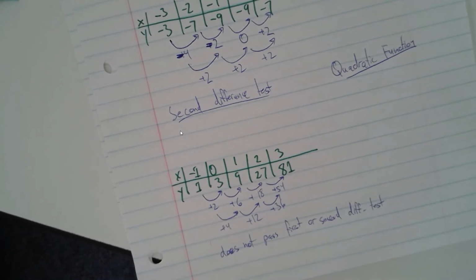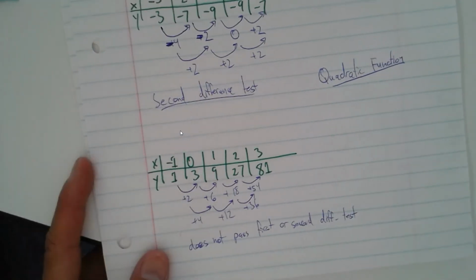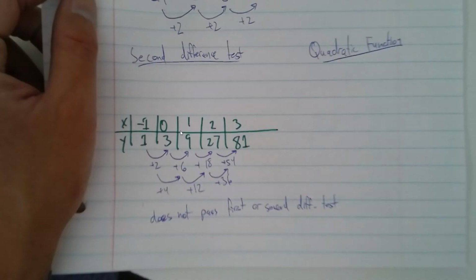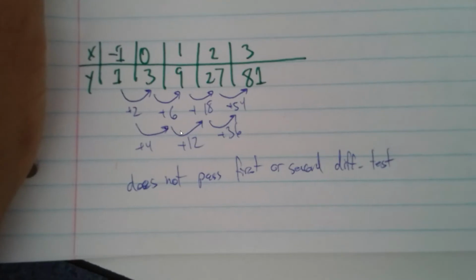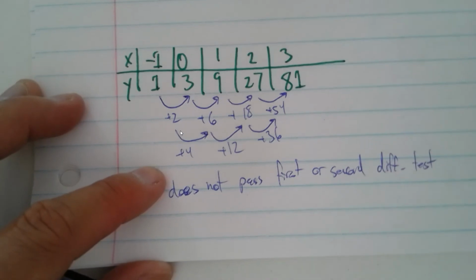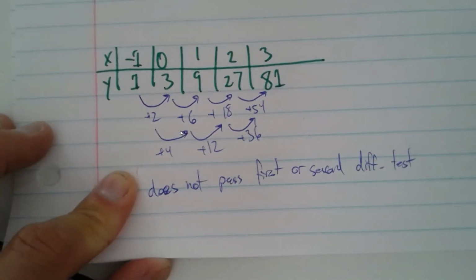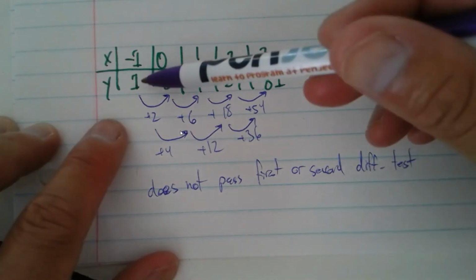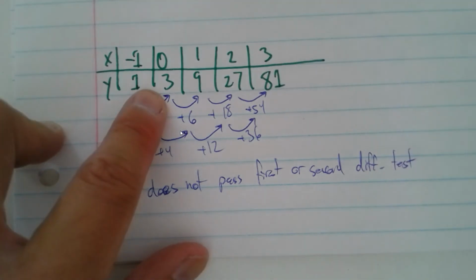Do we have a conclusion here? Yeah, Sophia? What'd you say, Sophia? Okay, so let me unfreeze this really quick. I tried my best. The first and the second difference test. It does not pass the first or second difference test. But what did you just say, Sophia, about each of these numbers here?